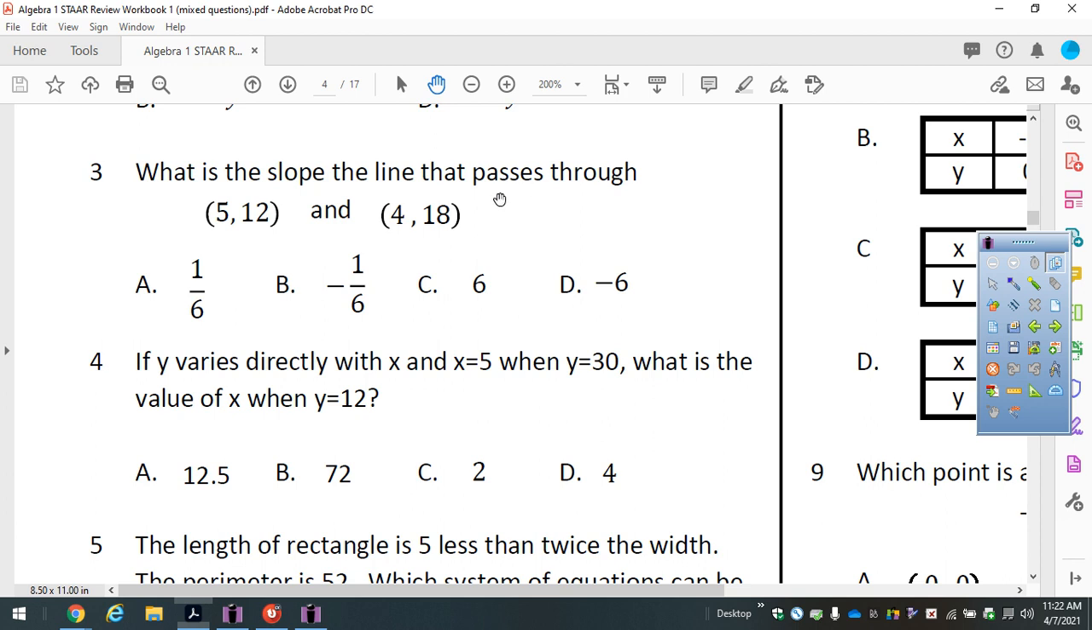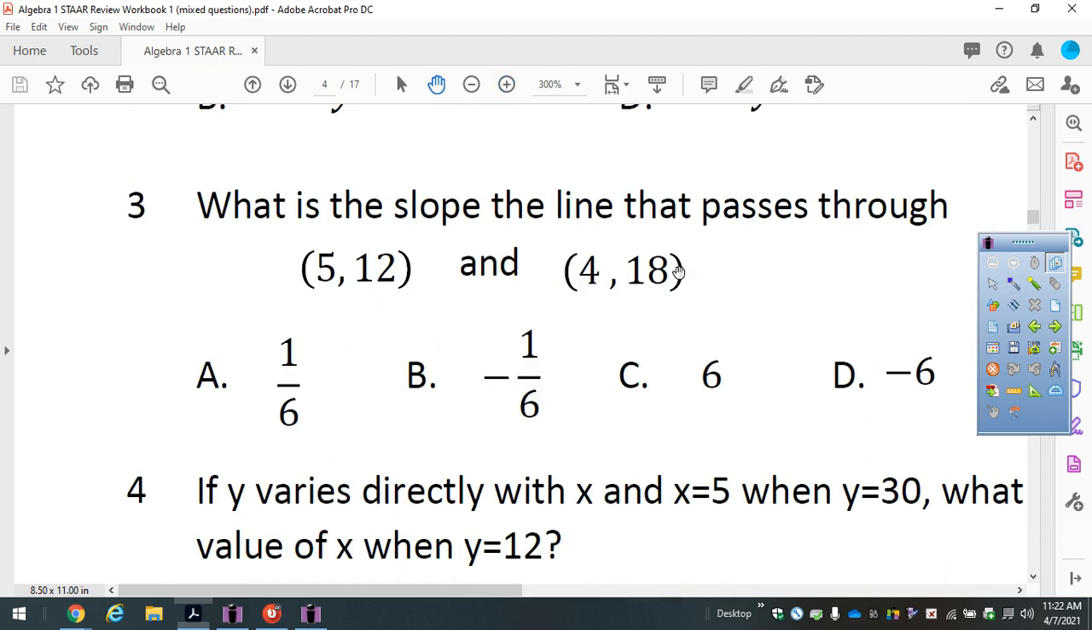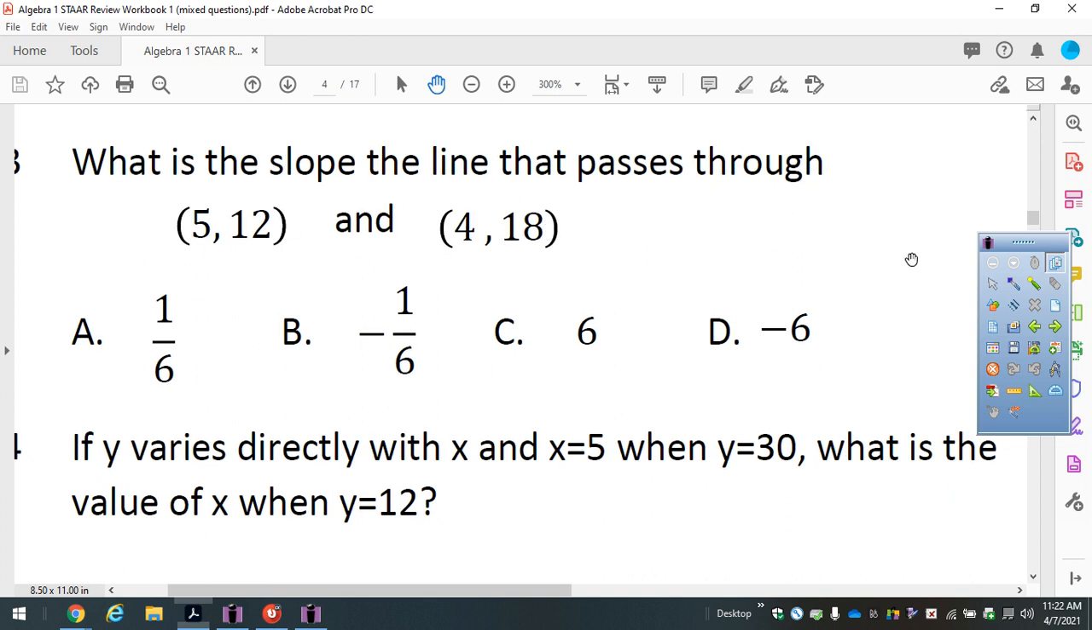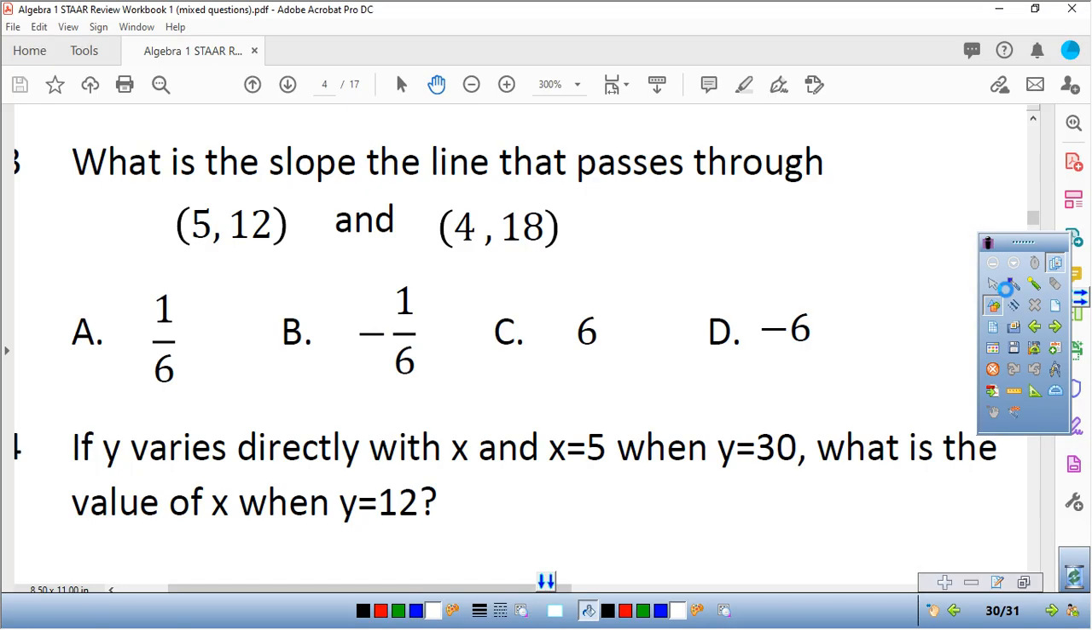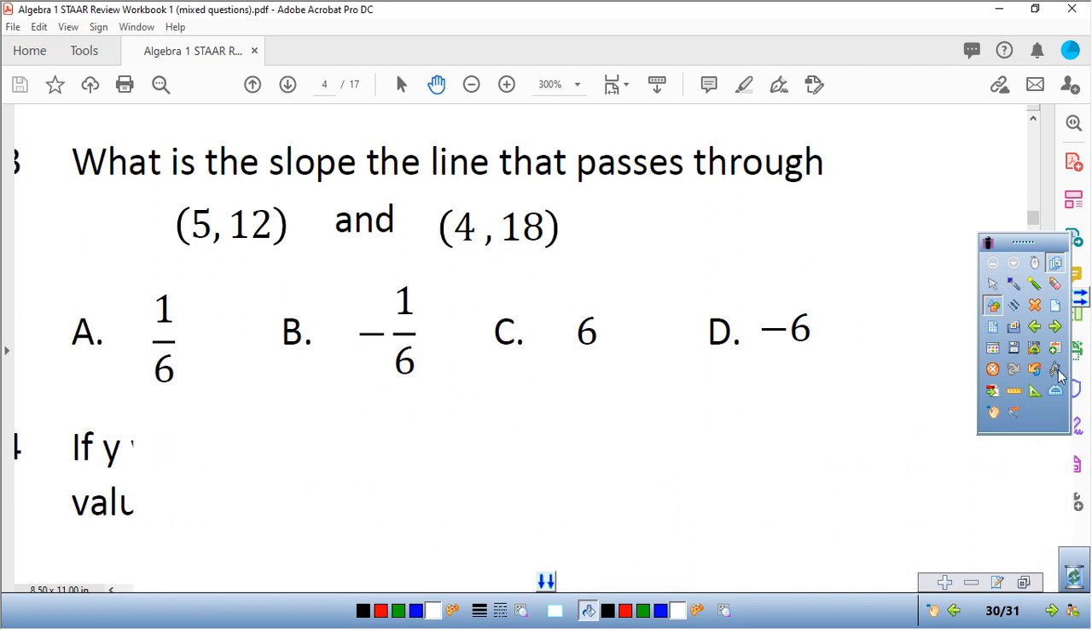What's the line that passes through these points? Come on, guys, you need to know this one. What do I do on this one? This one's super easy, I think. What do y'all want to do on this one? How do you want to do this one?